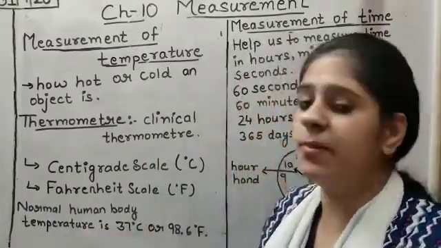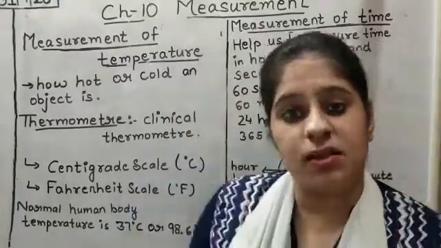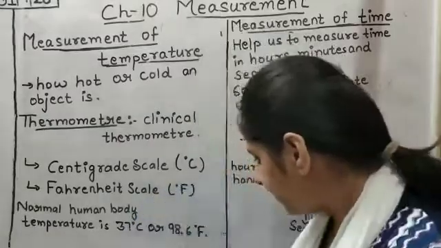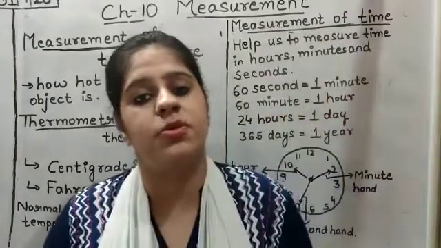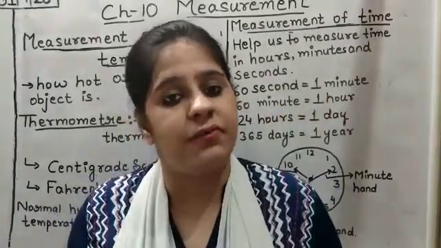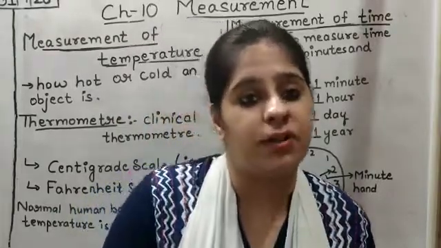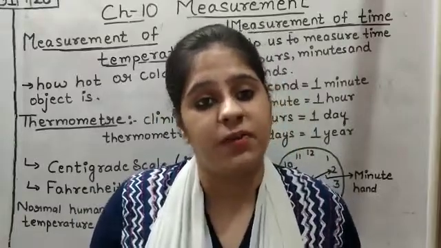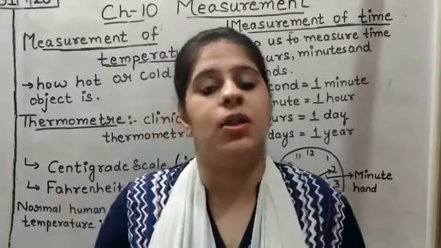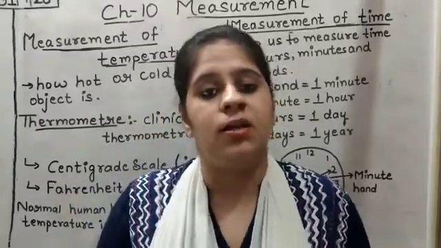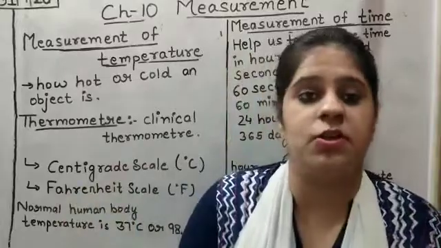Normal human body temperature, हमारी ह्यूमन बॉडी का नॉर्मल टेम्परेचर कितना होता है? 37 degree centigrade, means 37 degree centigrade is normal. And 98.6 Fahrenheit. If it is above 98.6, suppose we have 100, then we have a fever. Suppose the thermometer shows that our body temperature is 100 Fahrenheit, it means we have a fever, हमें फीवर है. In the same way, if it is below 98.6 then our body is normal, and if it is 98.6 then also we don't have a fever. This is about measurement of temperature.